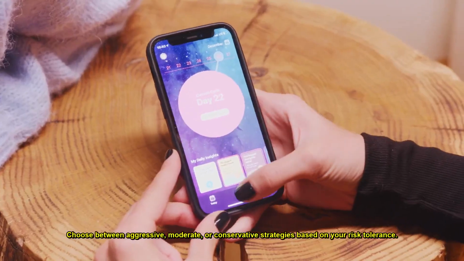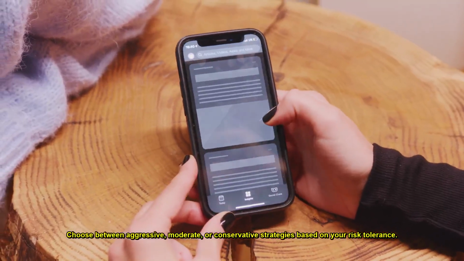Wealthfront will prompt you to set your investment strategy. Choose between aggressive, moderate, or conservative strategies based on your risk tolerance. After selecting your strategy, input your investment amount. This is the total amount you plan to allocate for tax loss harvesting.